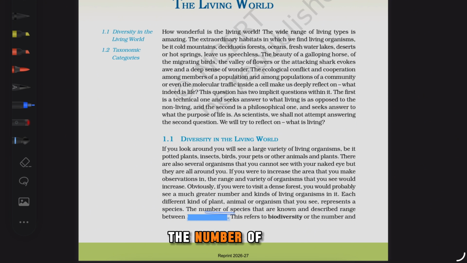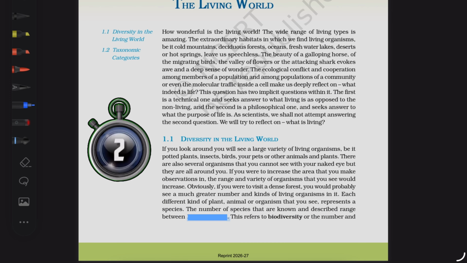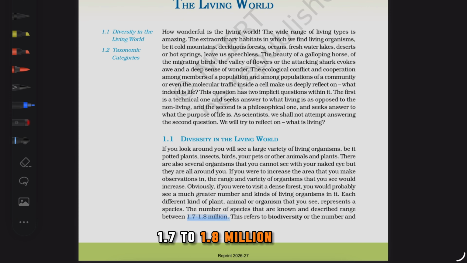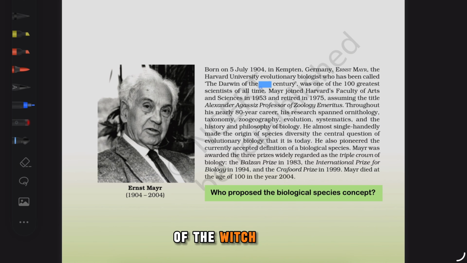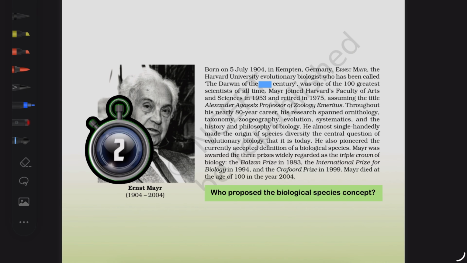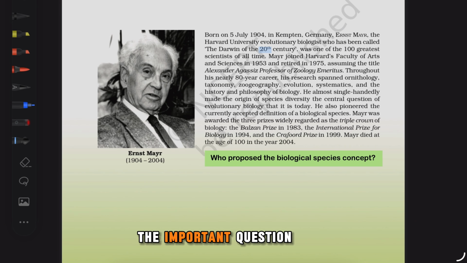First question: the number of species that are known and described range between. The answer is 1.7 to 1.8 million. Before going to next page, first you see here, Ernest Mayr is the Darwin of which century? The answer is 20th century. Here the important question is, who proposed the biological species concept? The answer is Ernest Mayr.